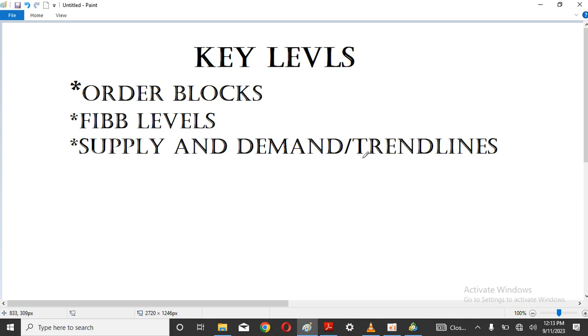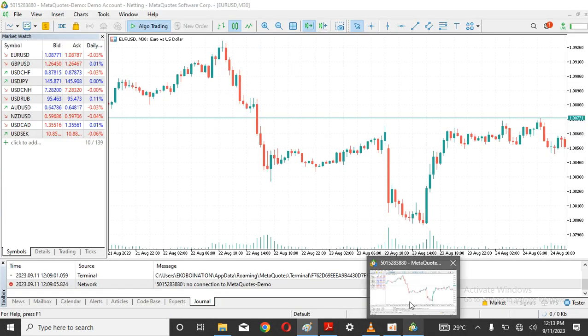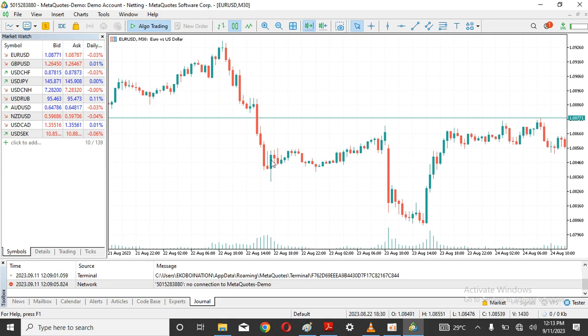So let's go straight to the charts now. As we move further, I talked about order blocks in the last video, which I will expatiate on, and I'll talk about Fibonacci levels, supply and demand levels, and give examples of trend lines. I will just be touching them. As time goes on, I'll go into them deeper. So let's go to the chart, like I explained last time.